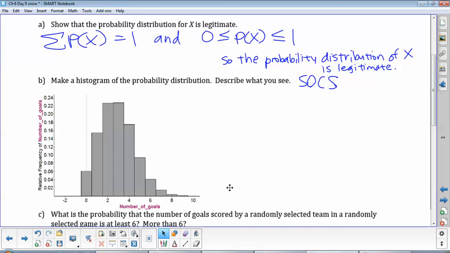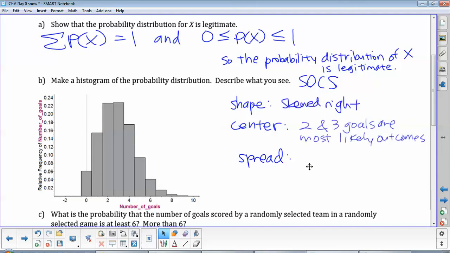If you did a more bullet point type of thing, don't forget you have to address all 3 things: shape, center, and spread. In this case, I don't really see any outliers, so other than saying there probably aren't any, you probably don't need to address that too much. If you mention that the shape is skewed right, and for center you give a mode or a median or a mean, that would be okay. The spread: all values are between 0 and 9 goals.